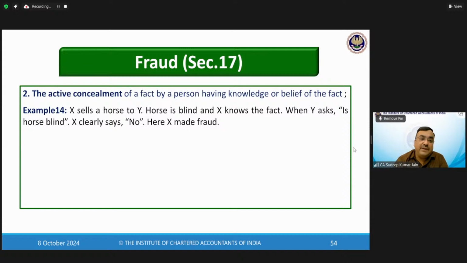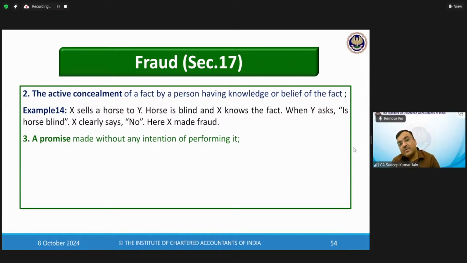Example number 14. X sells a horse to Y. The horse is blind, and X knows the fact. When Y asks, is the horse blind? X clearly says no. Next, a promise made without any intention of performing. It means you are making the promise but you will not perform it. आप अपना वादा ही पूरा नहीं करेंगे.